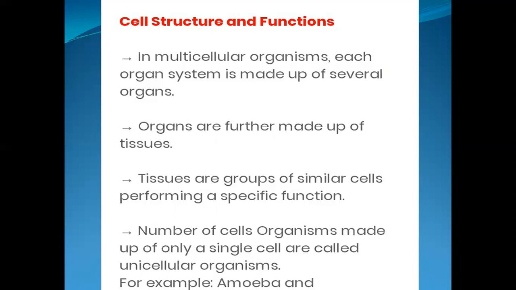And how are tissues formed? Tissues are groups of similar types of cells. The cells having the same function group together and form the tissue. So it means the cell is the basic structural unit. In unicellular organisms, these tissues and organ systems are not present. All the functions are performed by only one cell, as in amoeba and paramecium.